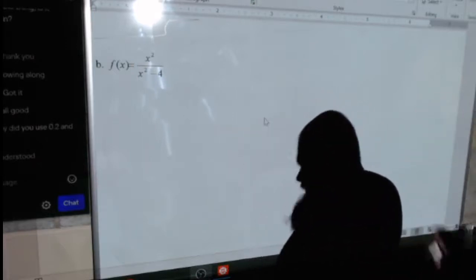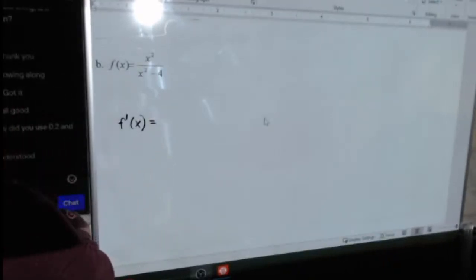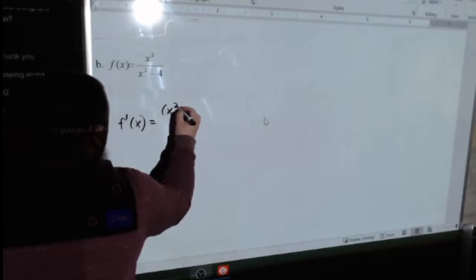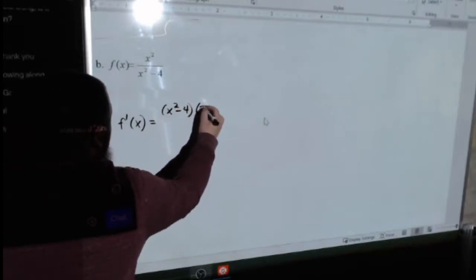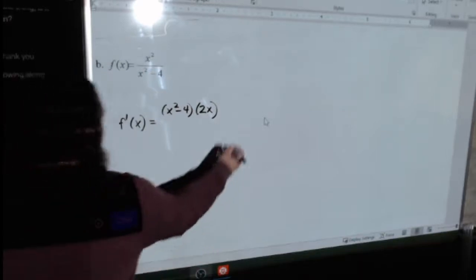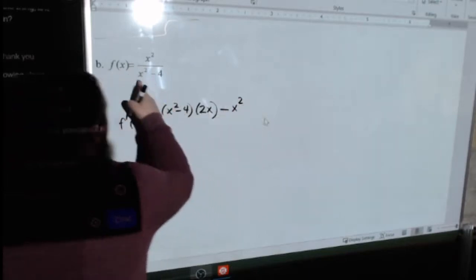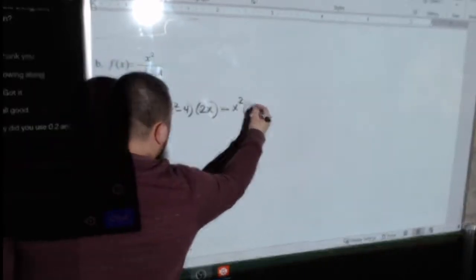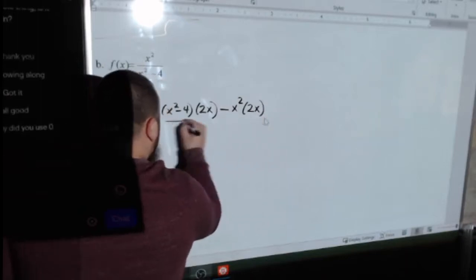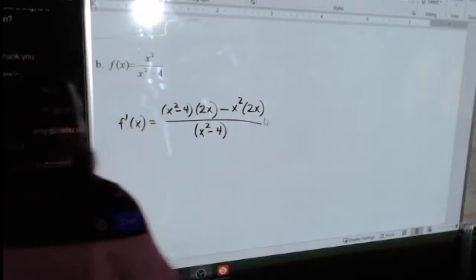All right. So I want f prime. This is a quotient, so I'm going to do low times d high minus high times derivative of low, which is just 2x, all over x squared minus 4.